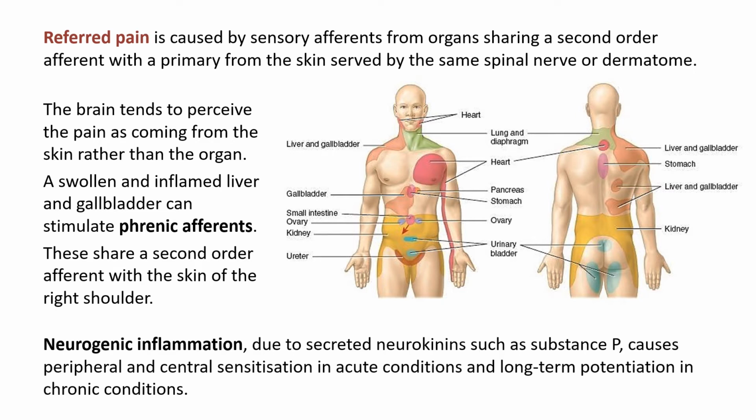Neurogenic inflammation is a possibility because we may be getting secreted neurokinins such as substance P, and this could then cause both peripheral and central sensitization in acute conditions, and in more chronic longer-term conditions it may even stimulate long-term potentiation of all those synapses in the sensory pathway.